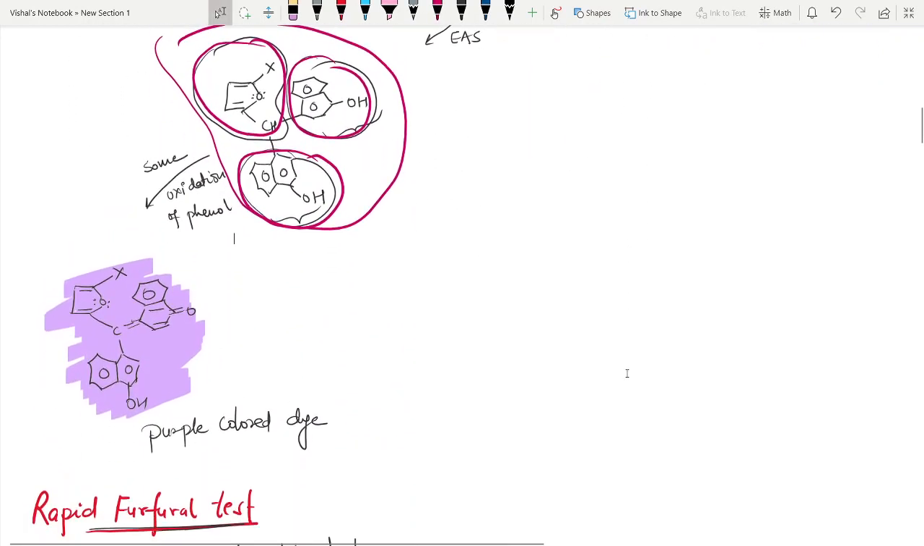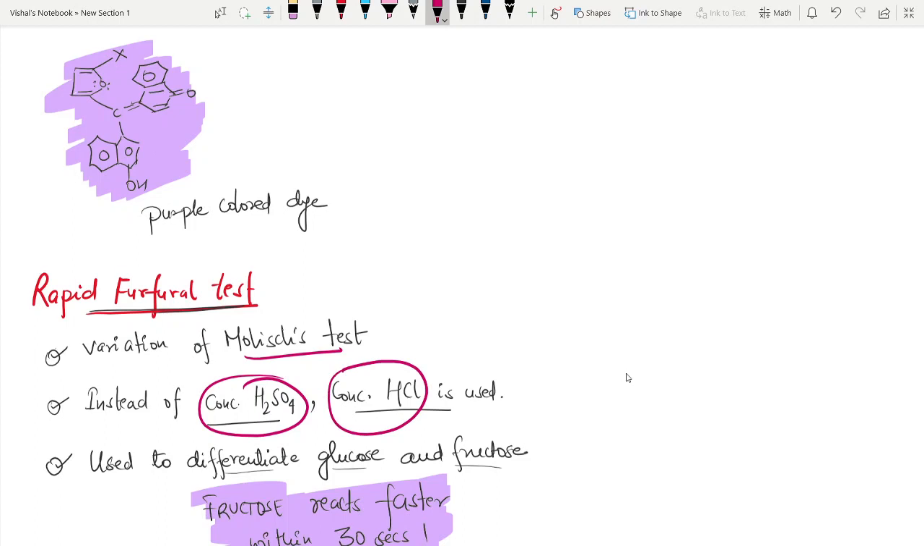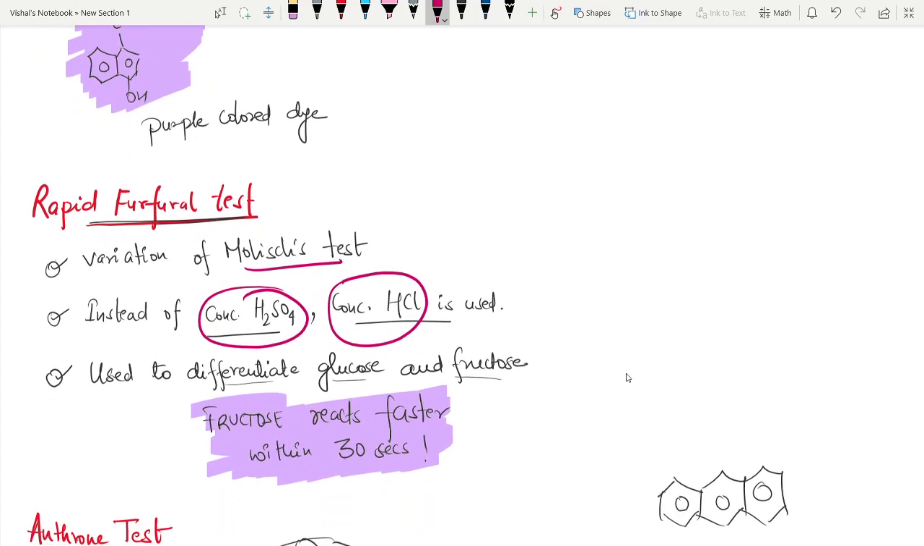Okay, so then there is a variation of this test, a variation of the Molisch test, which is called the rapid furfural test. Instead of concentrated sulfuric acid, you will be using hydrochloric acid, and this will be used to differentiate glucose and fructose, because the fructose will dehydrate faster, and we are using a better acid also, I think, HCl, and the ketoses tend to dehydrate faster than aldoses. Why so? That's an interesting question.